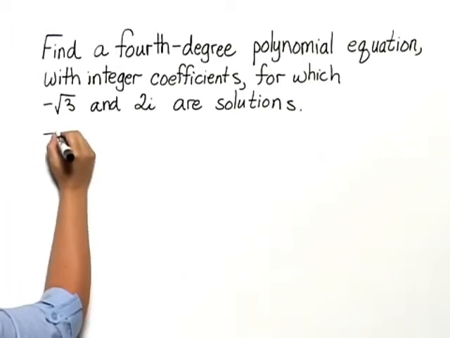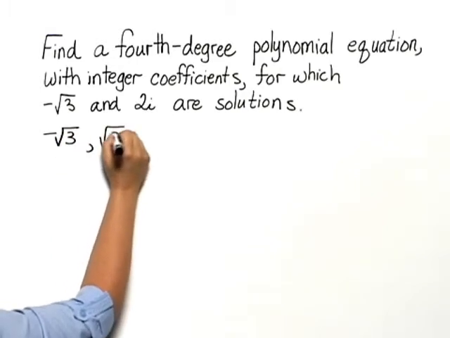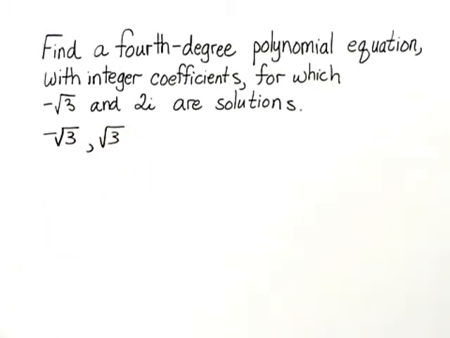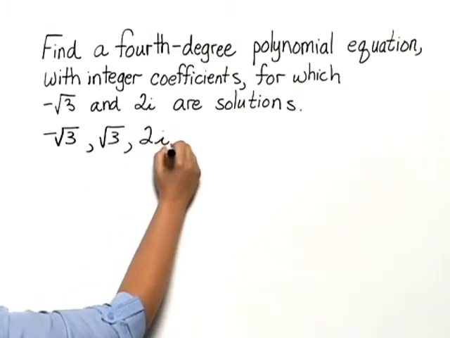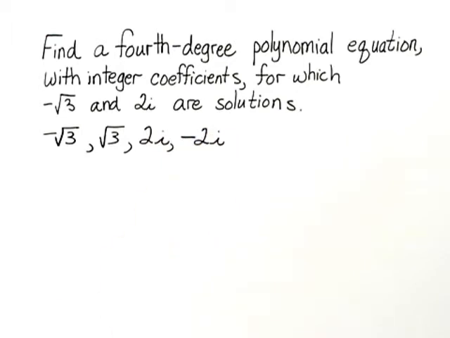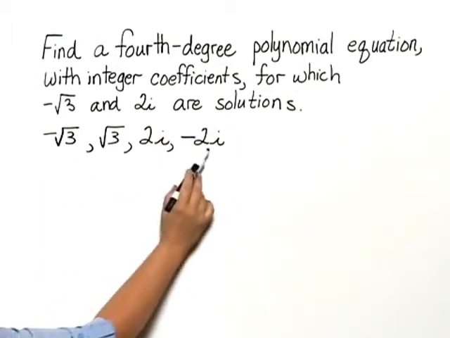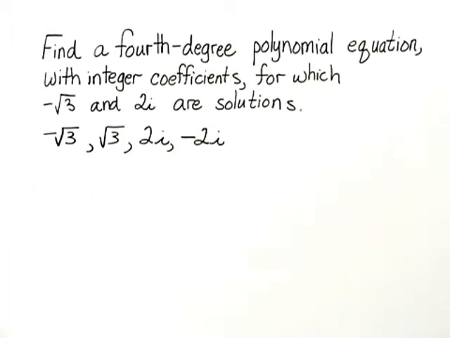So we not only have negative square root of 3 as a solution, we also have positive square root of 3 as a solution. Similarly, not only does 2i have to be a solution, but negative 2i also has to be a solution. So we actually have to have 4 solutions, which will give us a fourth degree polynomial equation once we multiply it out.